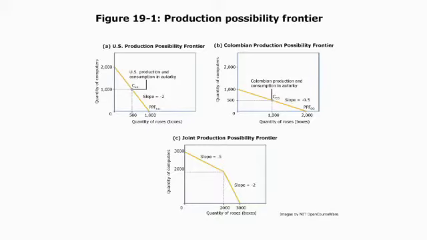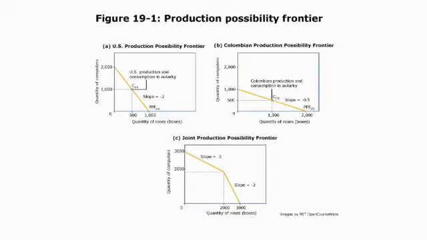Autarky, which is the word, I don't know what it means, but it basically means no trading. I don't know where it comes from. Must be some Russian term or something. Autarky, which means no trading. So the no trading outcome is consumers in the US consume 1,000 computers and 500 boxes of roses.